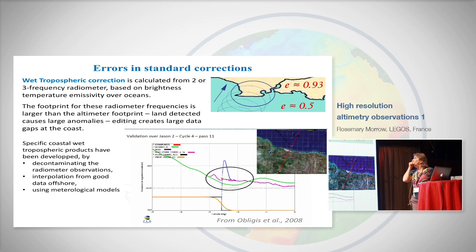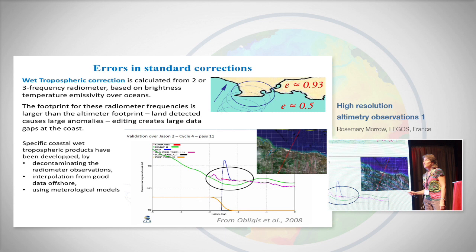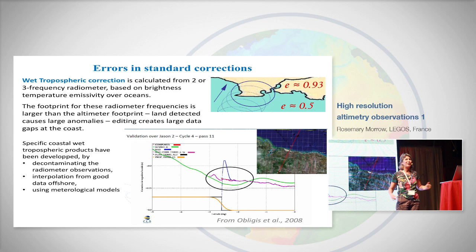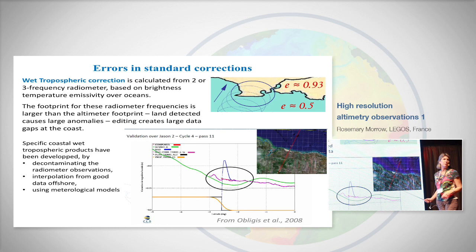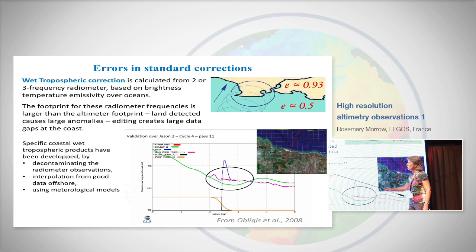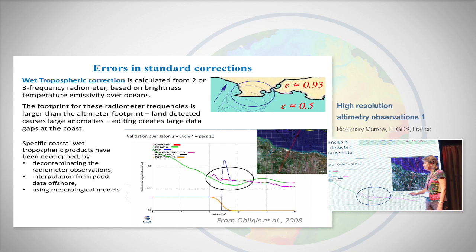Another problem is the corrections. One of the big reasons we lose data close to the coast is also because of the radiometer footprint. The radiometer is on board to give a better correction of the wet troposphere humidity content. Because it uses three frequencies, those three frequencies have different footprints, and one or two have much larger footprints than the altimeter radar. And so you lose data even further from the coast because of these radiometer very large footprints. So blue here is the radiometer signal. This is the ECMWF weather product.